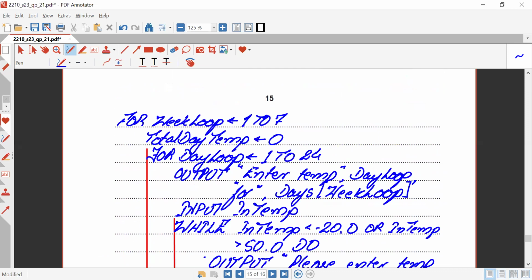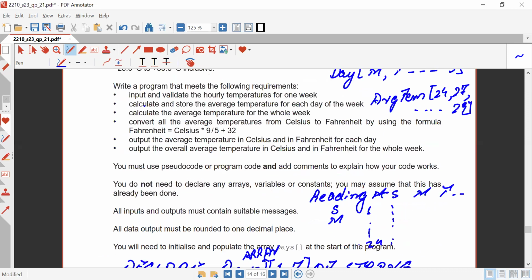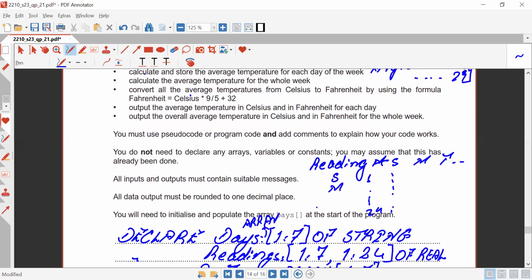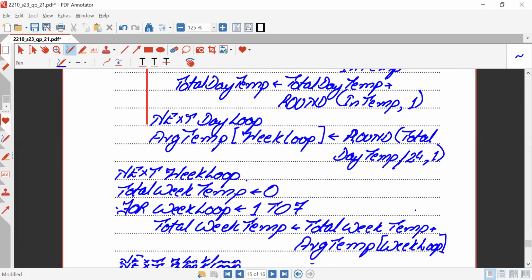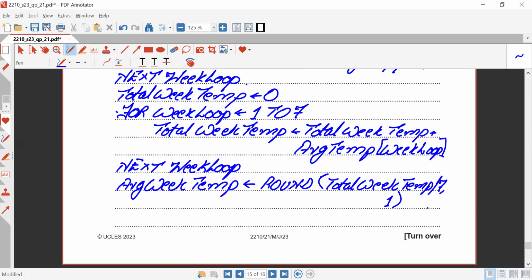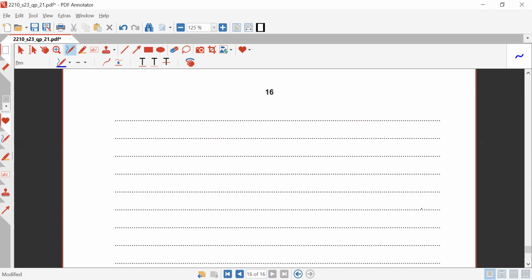So now till where have we completed? We have completed calculating the average for the whole week. Now we need to convert, and then finally we need to output as well. So how are we going to convert it, and how are we going to output these things? Okay. So what are we going to do? Let's do it on the next page because it's only a single line. So how are we going to convert it first of all? So again a week loop. The week loop is quite important over here. Again a week loop from 1 till 7.